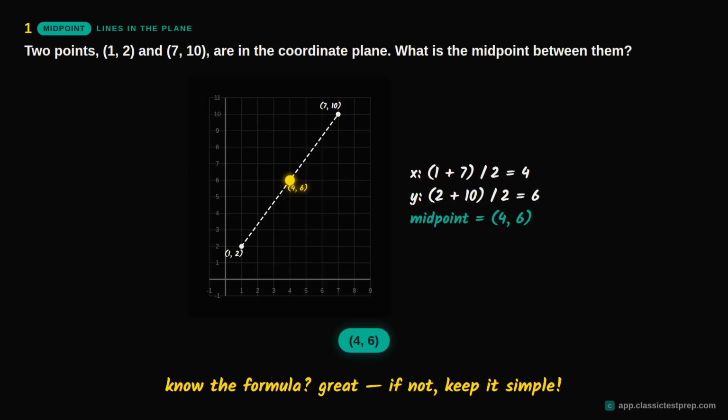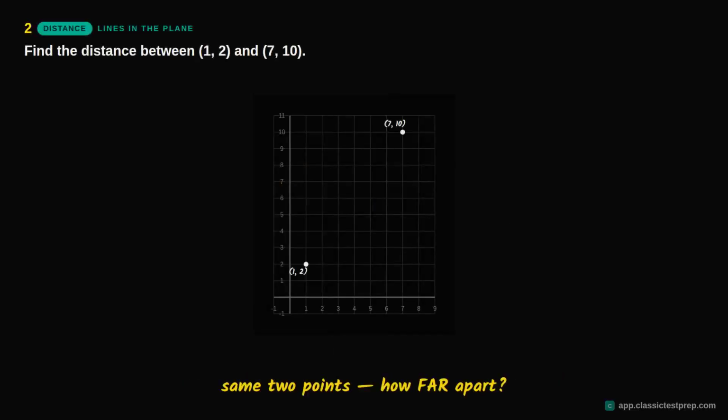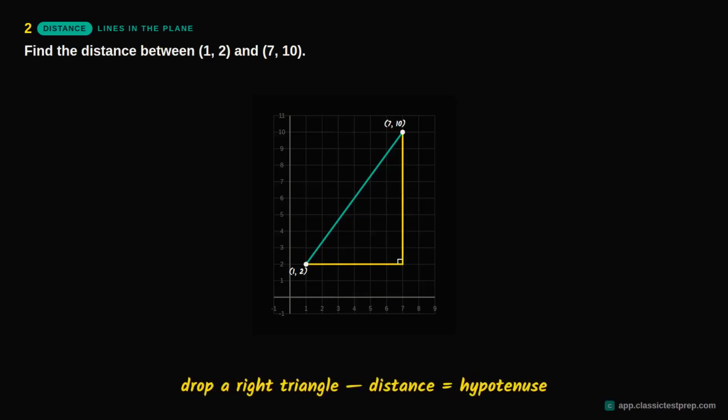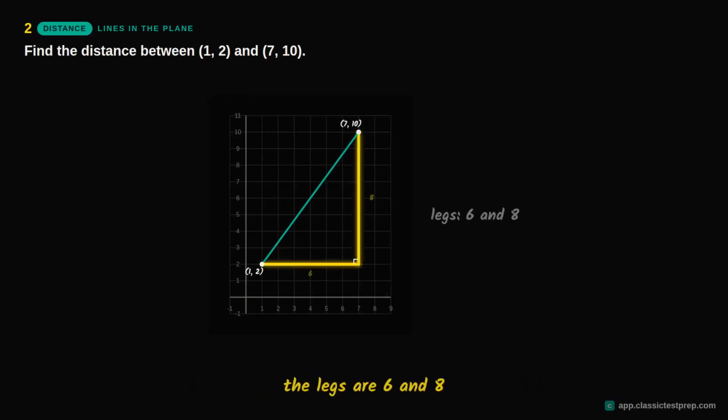What if you're asked to find the distance between these two same points? Well, if we graph them on the coordinate plane, which you should do on your scratch paper, we can draw these points, connect them, and then we can draw a triangle. We can draw 2 legs so that the line between points (1, 2) and (7, 10) creates a right triangle. The distance is just going to be the hypotenuse of this right triangle. The leg lengths are 6 and 8.